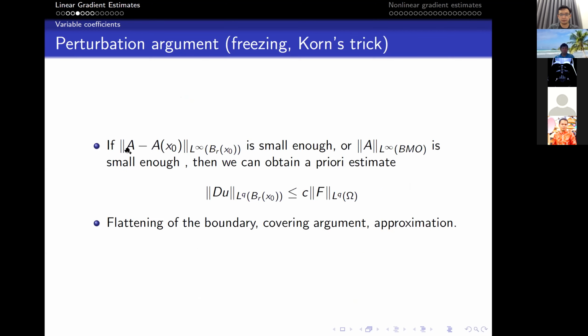So here again, if this norm is small enough, or this BMO seminorm is small enough, then we can obtain the a priori estimate here. Once we reach here, then for the boundary estimates, just the flattening argument, the covering argument, and the later approximation give us the Calderon-Zygmund theory here.